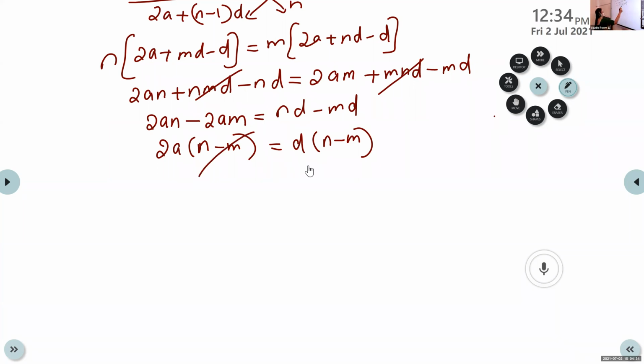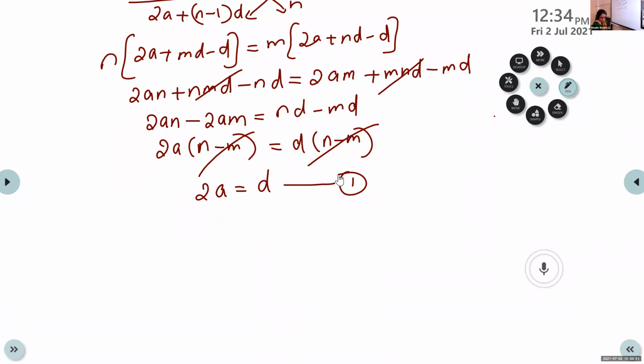n minus m we can cancel. 2a equal to d. We got 2a equal to d as equation number 1. What next?